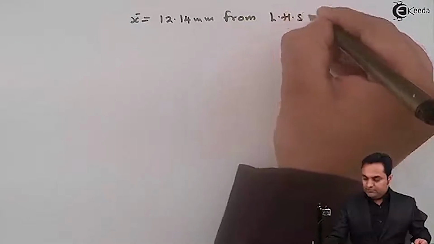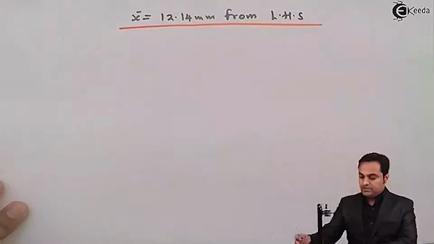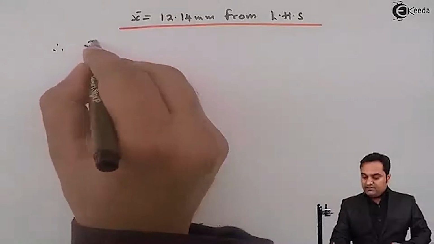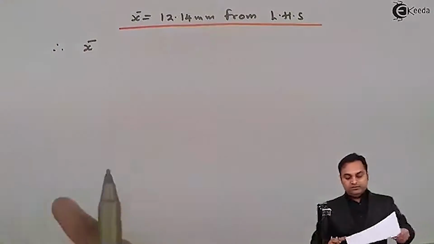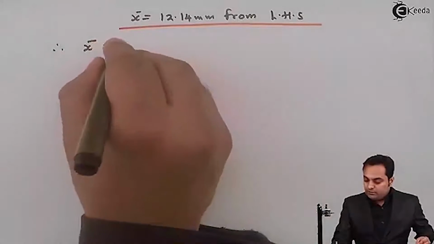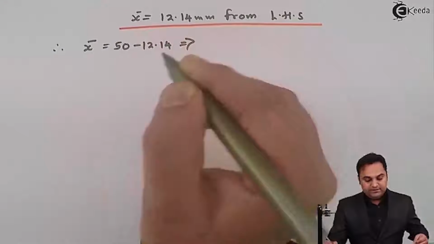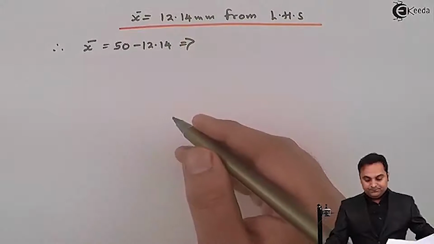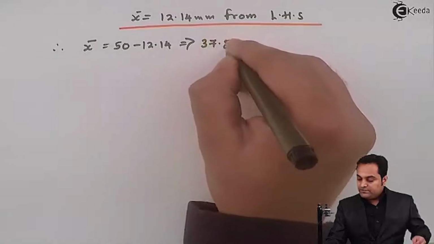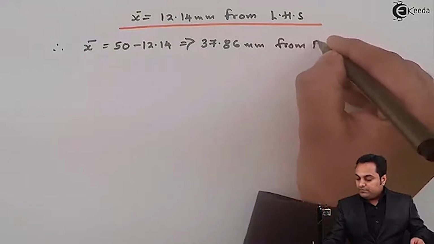Now this distance which I have got, the reference was from the left hand side. So this x bar value is from the left hand side. Now I can find x bar from the right hand side as well. That is from 50, I am going to subtract this value. So 50 minus 12.14, and that gives me the answer as 37.86 mm from the right hand side.